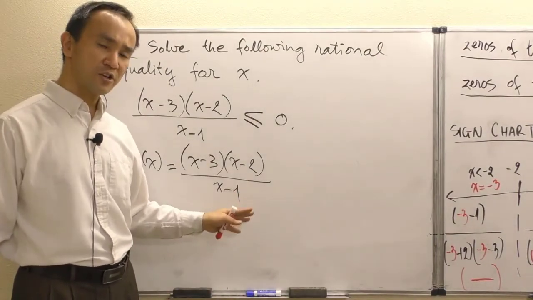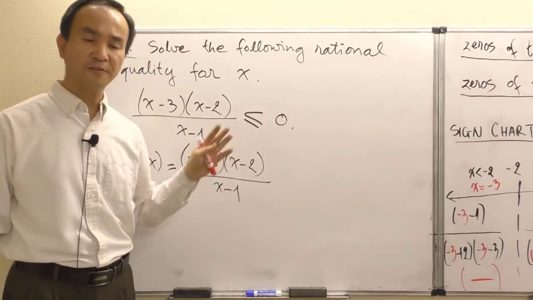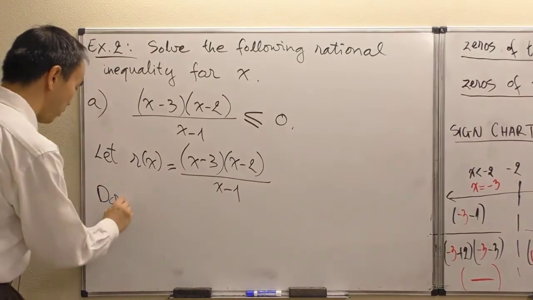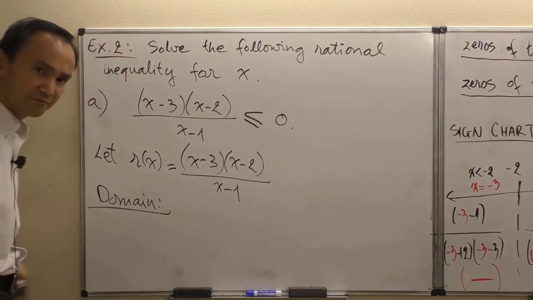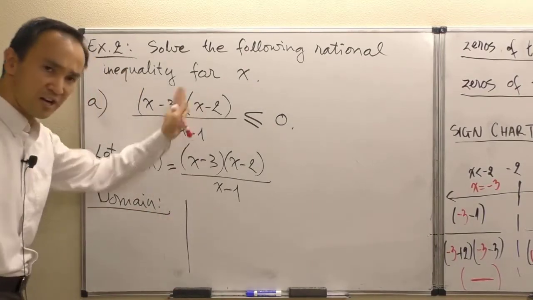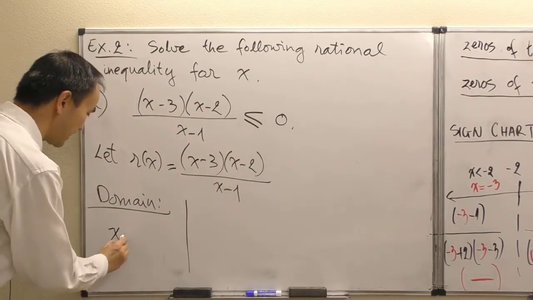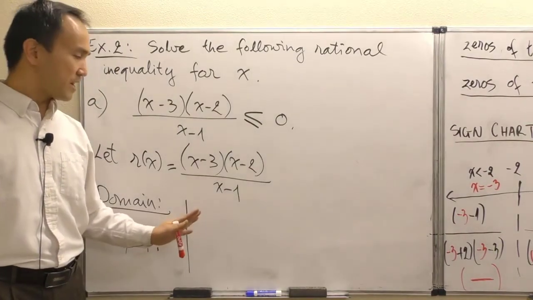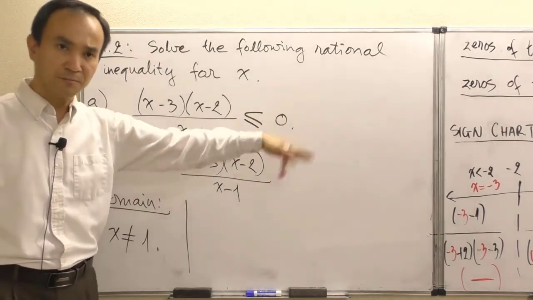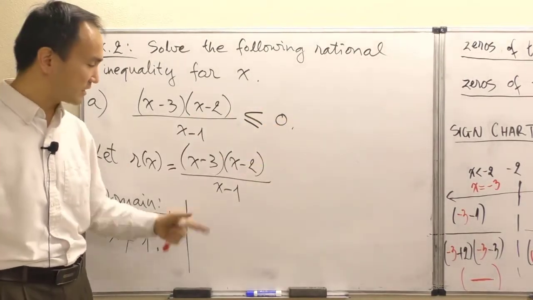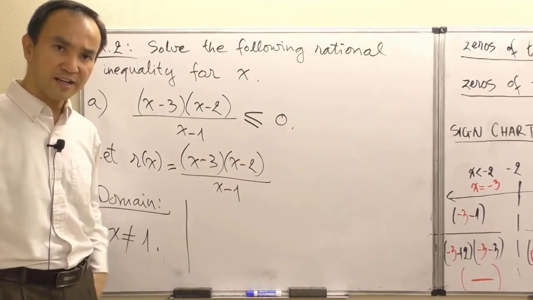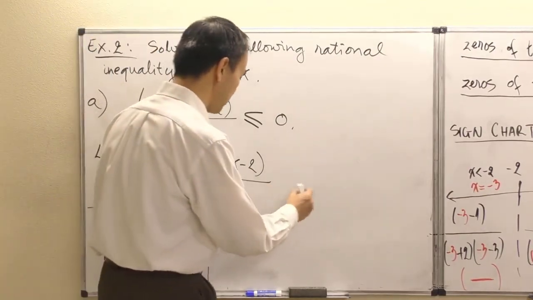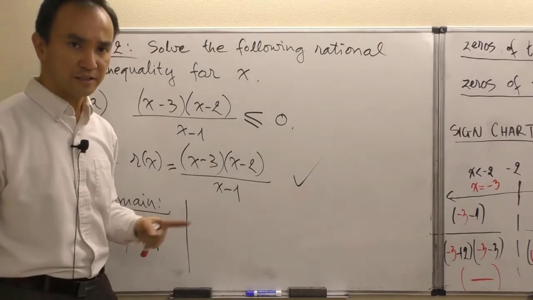As usual, we are going to identify the domain of this function. The domain of this rational function is simply any x values except x equals 1. Next step, possibly simplifying any common factors, but we recognize there is none. There isn't any common factor to be recognized. So this is our final rational function, the simplified version.